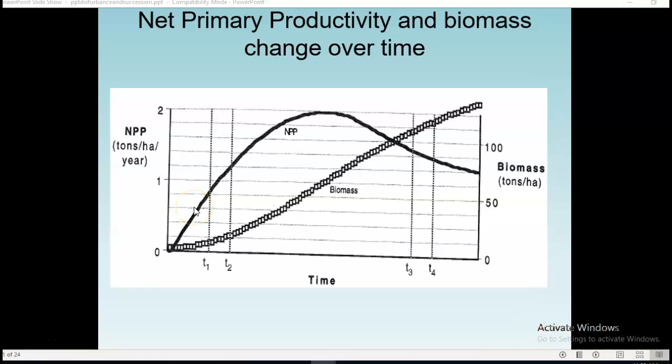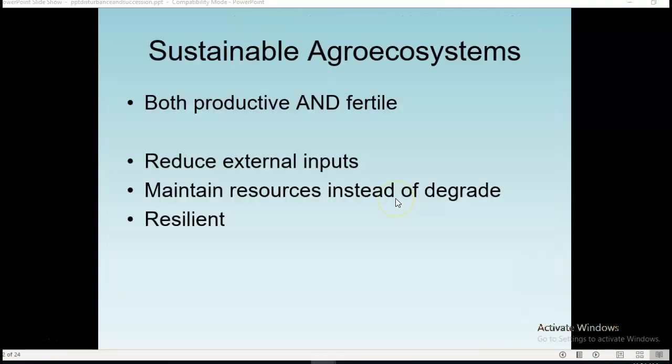If we use these types of systems, we will see, just as in nature, the net primary productivity increase as the biomass after a disturbance also increases. This axis shows you biomass in tons per hectare, and then this axis shows you the net primary productivity, which goes down as biomass increases. Keep in mind, the reason that it goes down over time is the biomass needs a lot of the carbon that's been fixed for respiration because it has to maintain that. So following these natural systems in our agroecosystems allows us to be both productive and fertile.